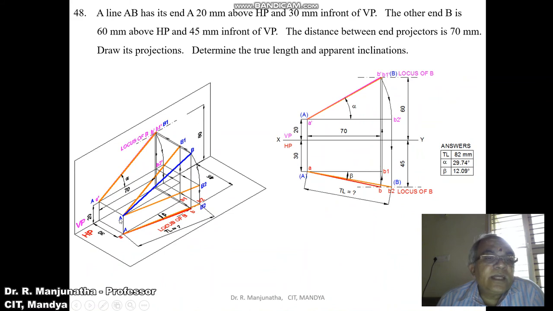So to do that, with A as center, by taking the point of AB, rotate B such that B is also above HP by 20 mm. So when you do that, what happens? By rotating that, B2 is also above HP by 20 mm.